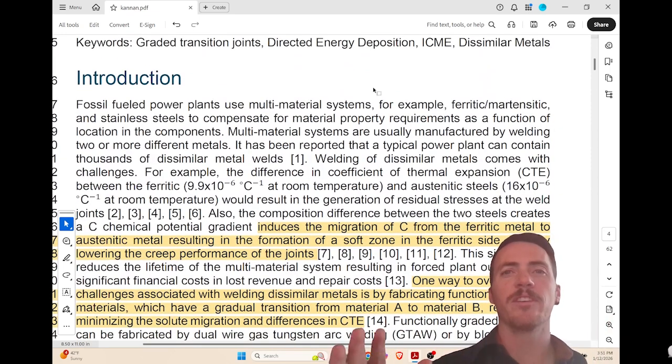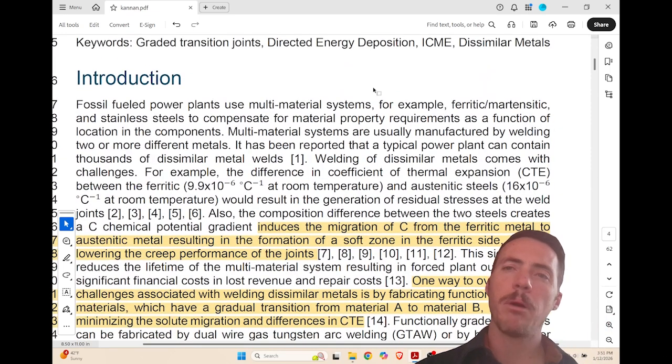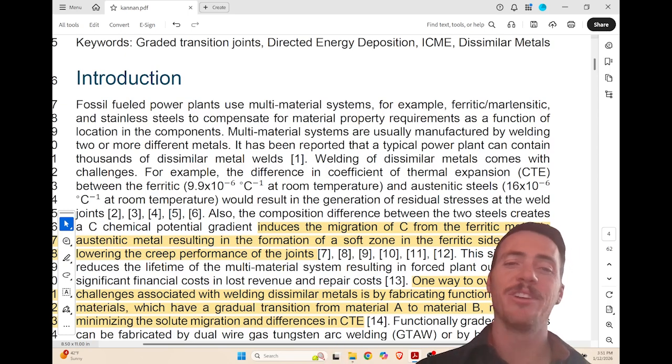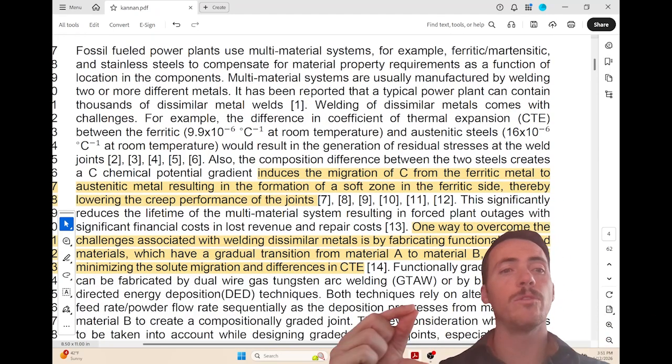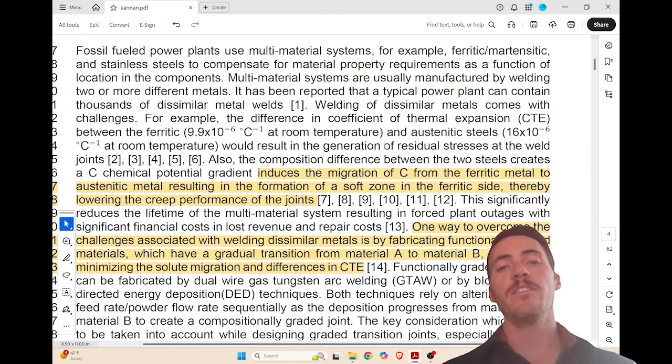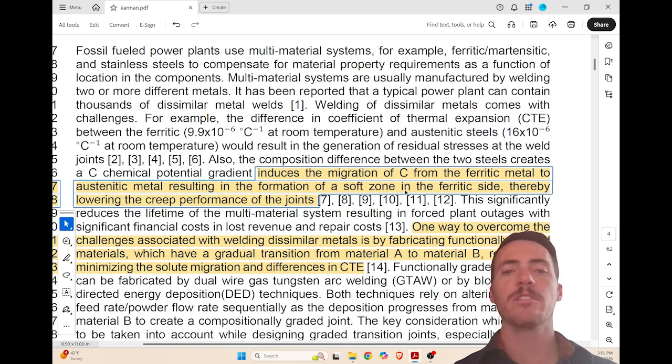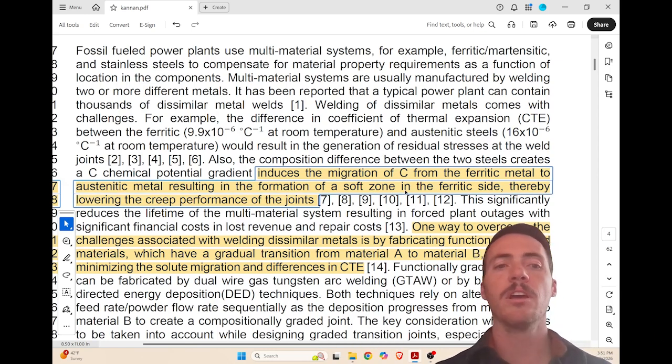Now, if you're not familiar with this, let me explain what's going on here. If you combine different metals like a ferritic with a martensitic stainless steel, you could be in a world of hurt, right? And the reason for that is you can have a really big gradient in the chemical potential of, say, carbon. Therefore, the carbon is going to find itself migrating from the ferritic region over to the austenitic region, resulting in this soft zone in the ferritic side, and that's going to have problems. It could be low creep resistance, for example. And so we don't want that, and we would love to avoid that.